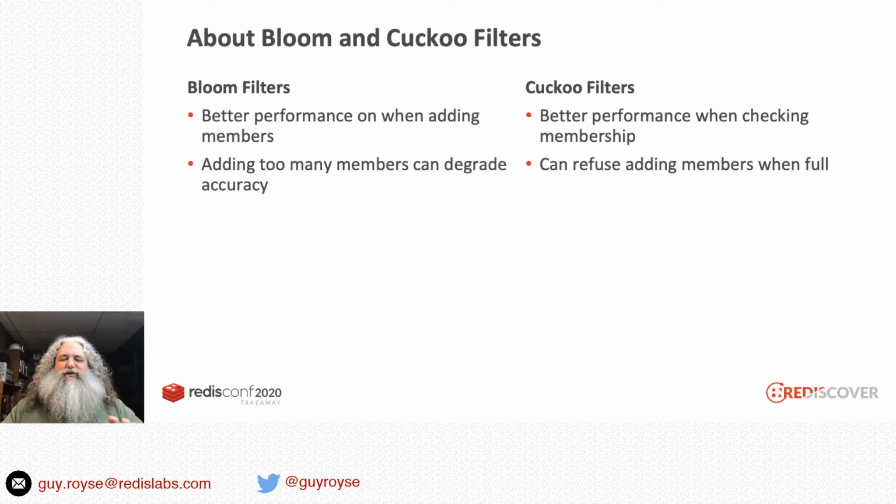They both have interesting behaviors when they start getting full, when they start hitting their capacity. With a Bloom filter, if you add too many things to them, they can start degrading their accuracy. And they can get to the point where they always just say, yes, it's in there, even when it's not. A Cuckoo filter, when it gets full, can say, you can't add anything else to me. We're full, we're done, we're closed. And so this is kind of interesting.